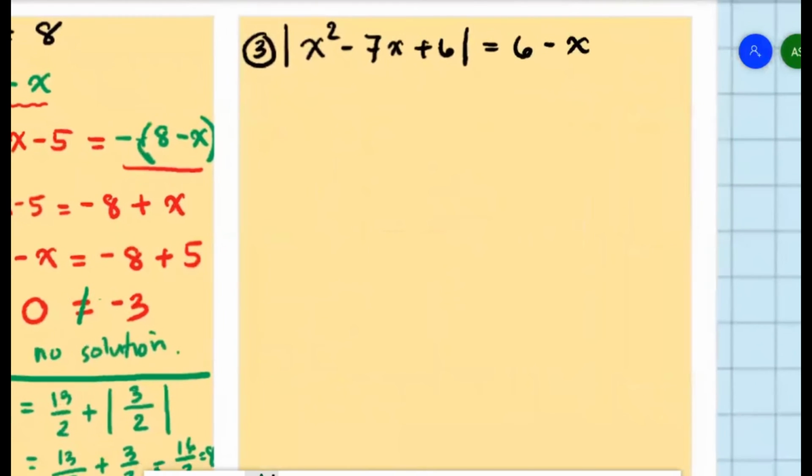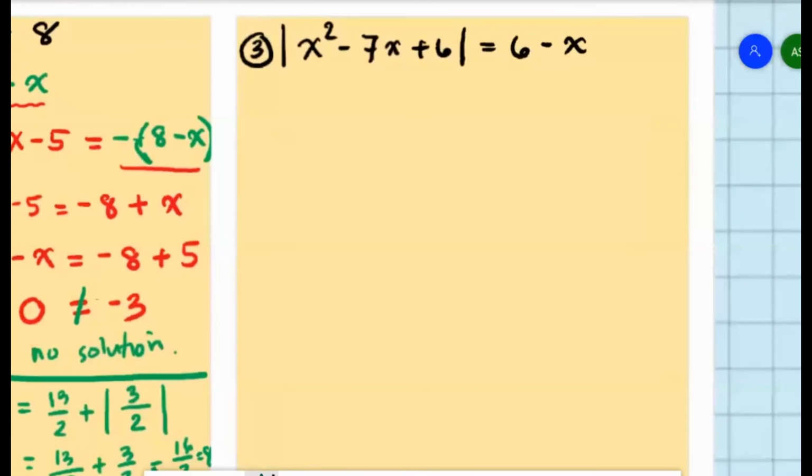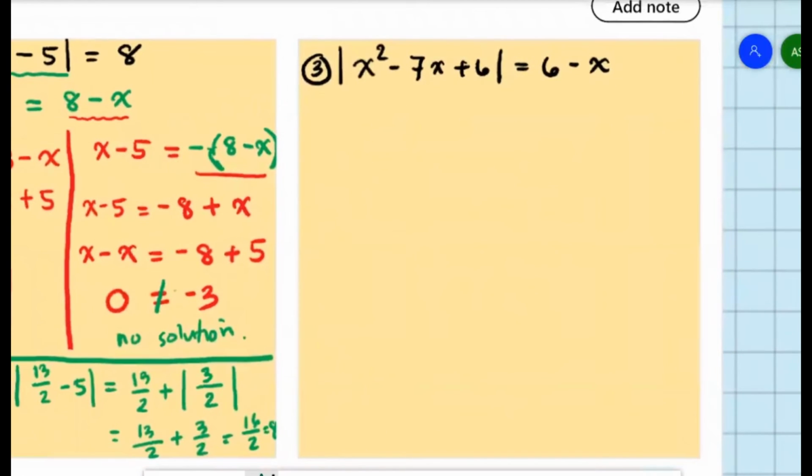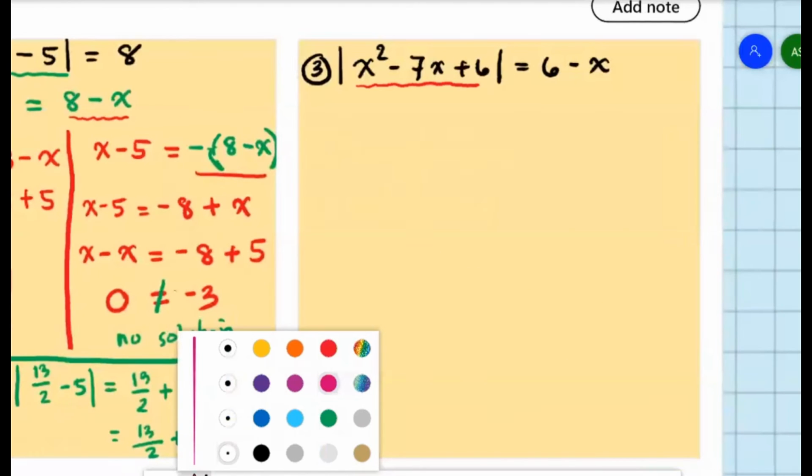See the difference in question number 3. So in question number 3, what we have here is a quadratic. So it looks very complicated, right? So this is a quadratic function and it's equal to a linear function. So how are we going to do this? It's actually the same process as what we did earlier. So now we will have two possible cases again. So I'll just put the cases this time horizontally since it's quite long.